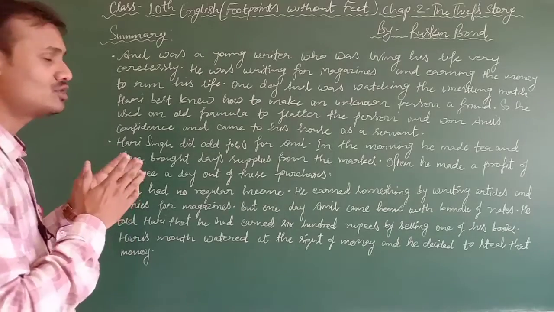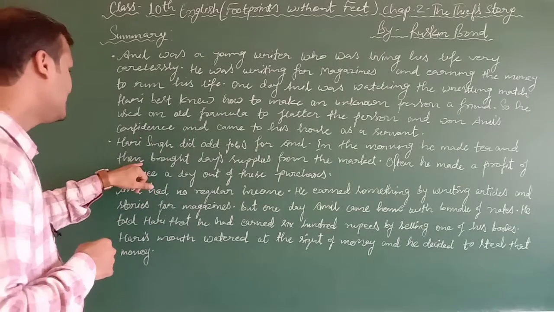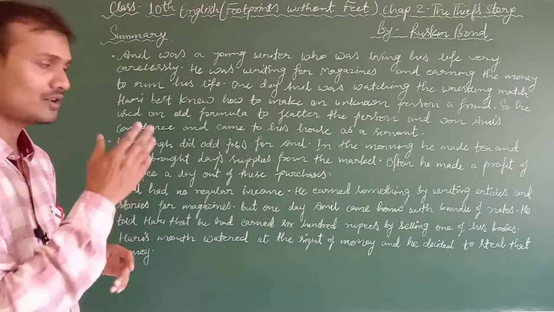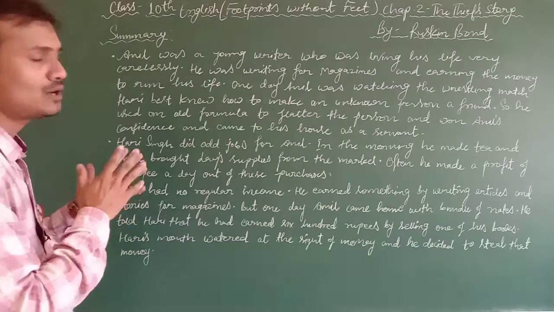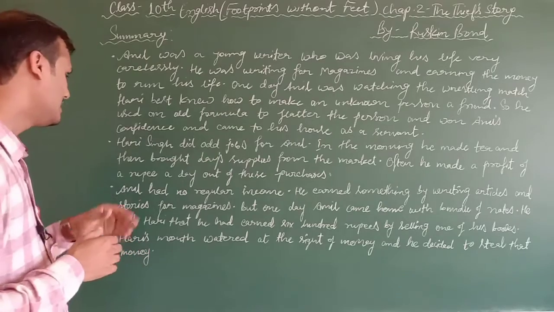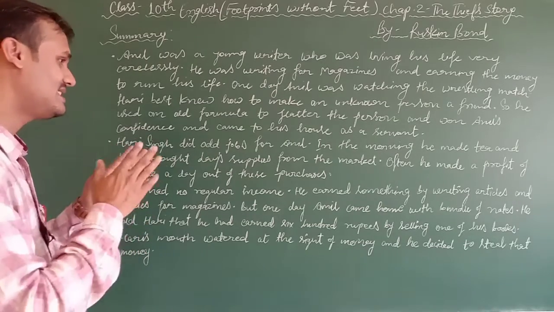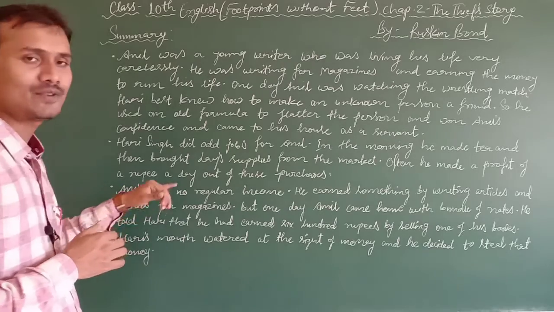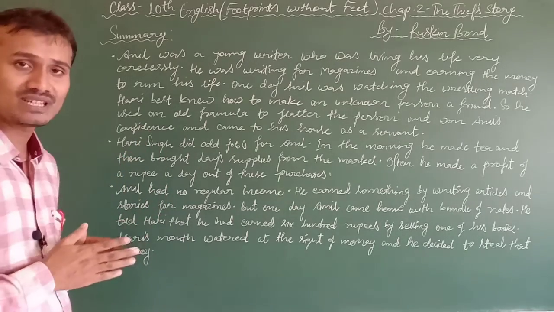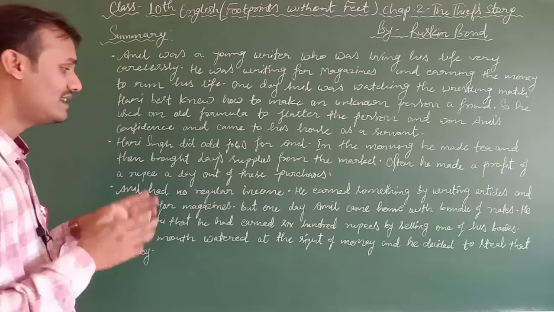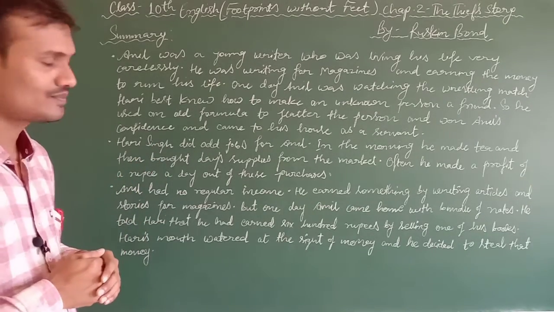Hari Singh did odd jobs for Anil. In the morning he made tea and then brought the day's supplies from the market. Often he made a profit of ₹1 a day out of these purchases. Anil had no regular income. He used to earn something by writing articles and stories for magazines. But one day Anil came home with a bundle of notes. He told Hari that he had earned 600 rupees by selling one of his books.